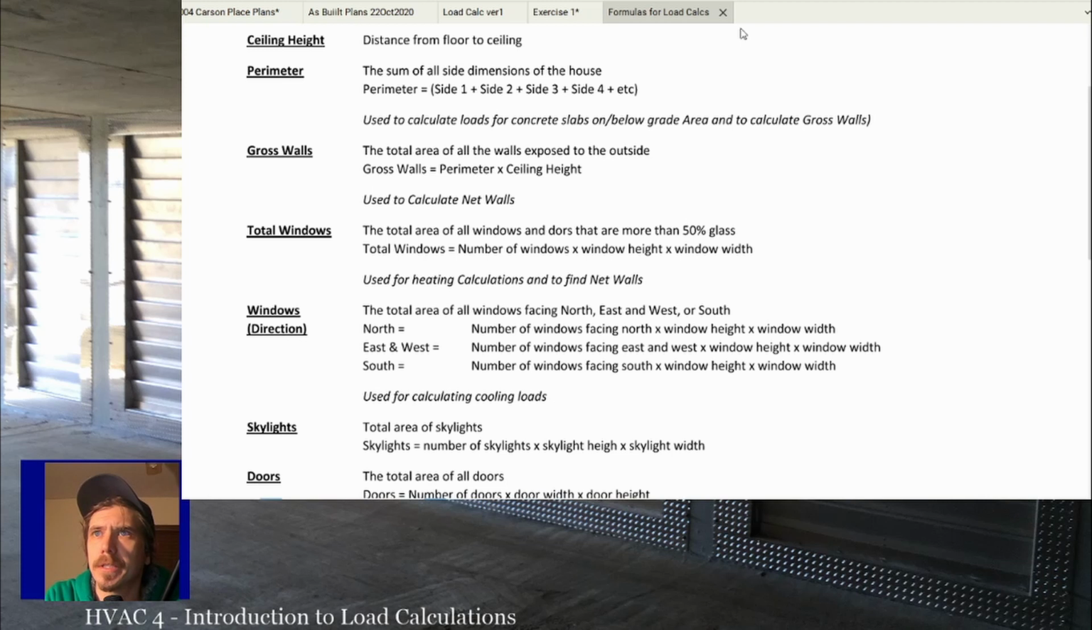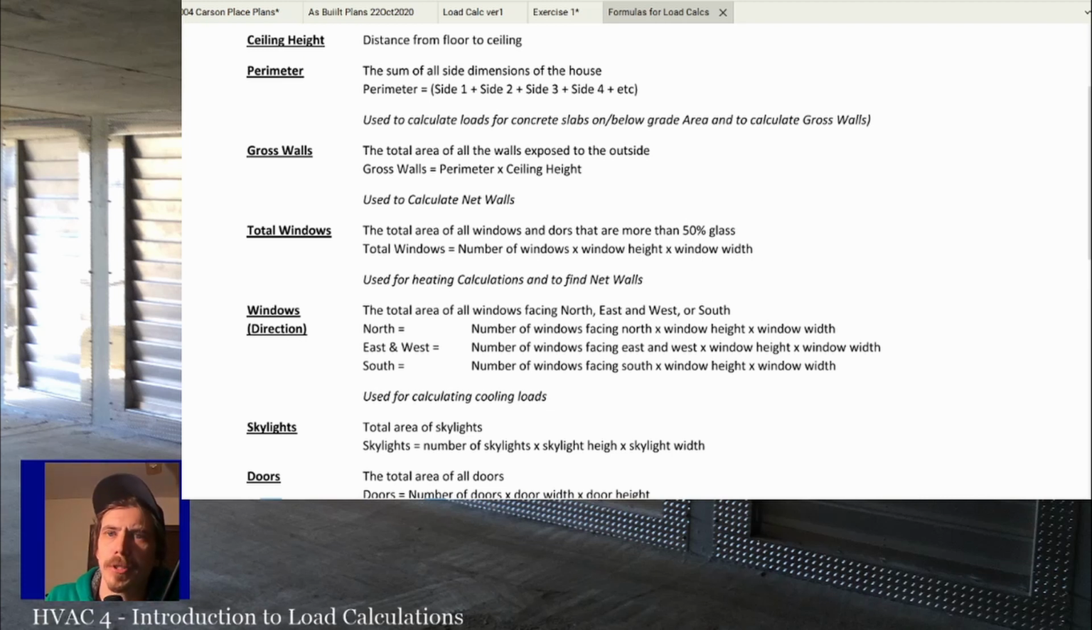The perimeter is the sum of all side dimensions of the house. So most houses have four sides, but you can get ones that are in an L shape or something like that. So you might have 6 or 8 sides or whatever. But whatever the length of each wall is, you know what I mean? The length as you're walking around the house. When I did load calcs, my teacher called it running feet because I think in Manual J it actually says running foot or something like that. But if you walked around the perimeter of the house, how many feet would you walk, right? So you need to know the perimeter.